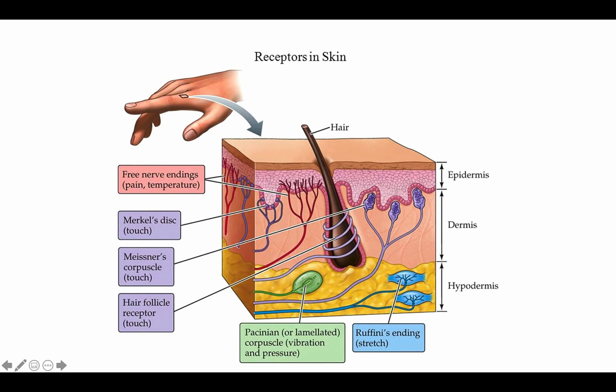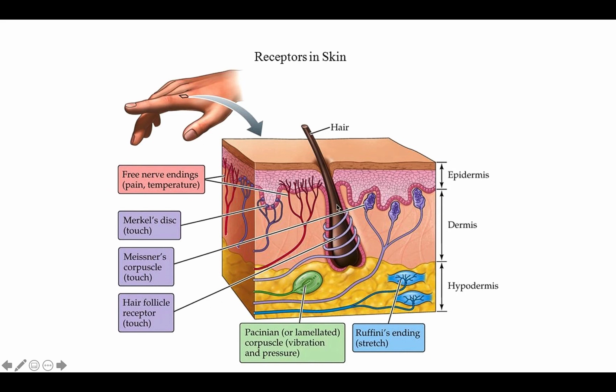So when we're talking about some of the somatic general senses, we can have different types of receptors in the skin that receive different input from various stimuli, such as temperature, which could be like a free nerve ending, which would also receive pain. We have Merkel's discs and Meissner corpuscles that receive different types of touch, whether it be fine or deep touch, pressure.